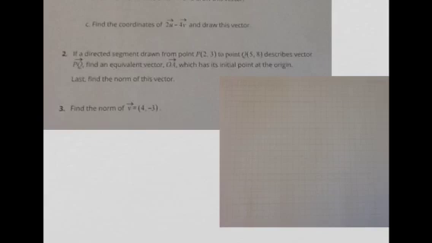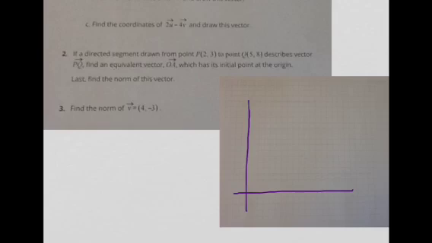Okay, so this is still exploration 6.4.1, and this is going to be number 2 and number 3. So number 2 says if a directed segment drawn from point 2, 3 to point 5, 8 describes a vector PQ. Okay, so that would be the first thing you need to do, is draw that. So I am going to, again, this paper's really light, but I think we can make it work.